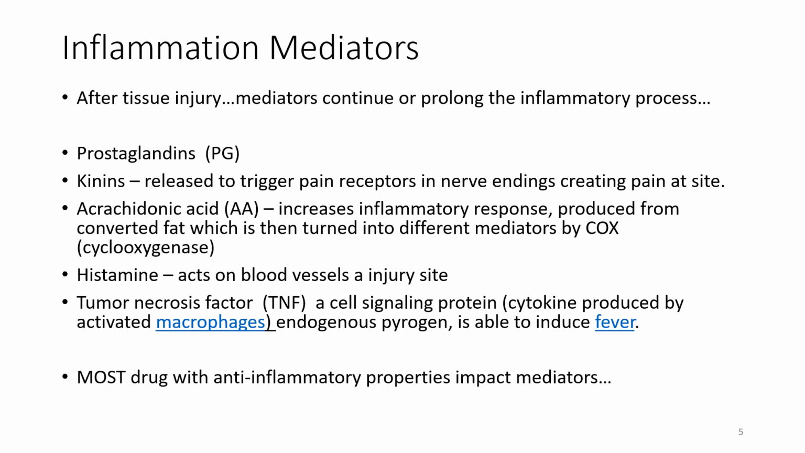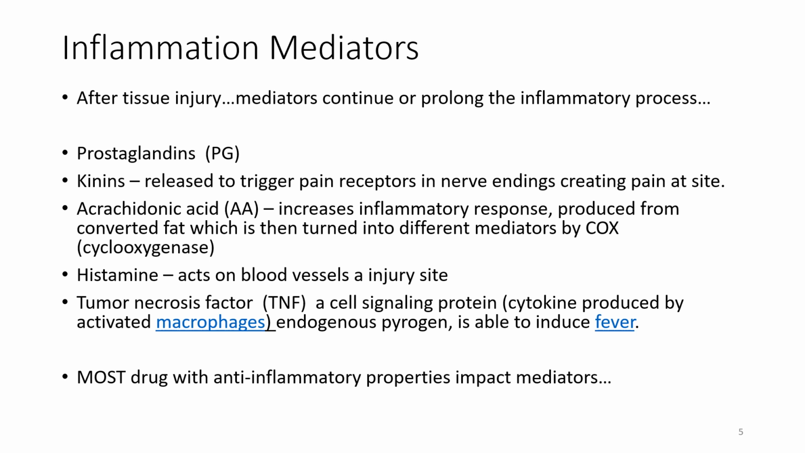So once we have an injury, we have mediators that start performing, so they can continue that inflammatory process. So we have prostaglandins. Okay, remember we talked earlier about them: they're chemicals that actually start that inflammatory process. Okay, so kinins is the mediator that is released to trigger those pain receptors in the nerve endings, therefore creating pain or the feeling of pain at the site.